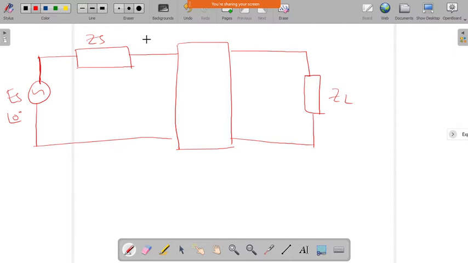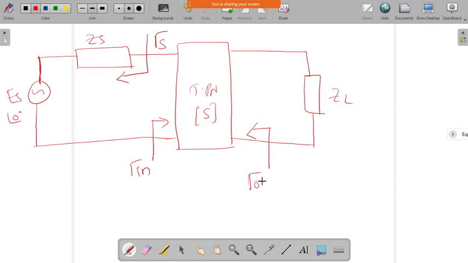Now if I look to the source side, this will be the source reflection coefficient, and the two-port network is characterized by S parameters. If I look into the input port, that is gamma in, and if I look into the network from the output side, that will be gamma out, and if I look at only the load side, that will be gamma L. This we have seen.